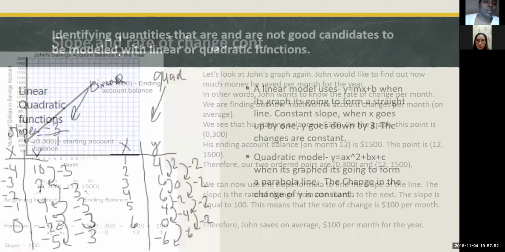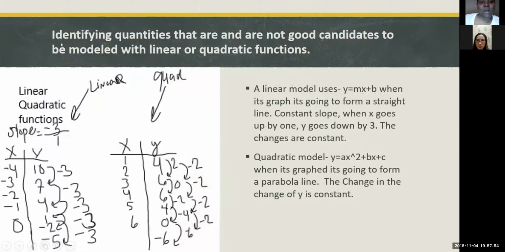All right. So next, I'll be identifying quantities that are and are not good candidates to be modeled with linear and quadratic functions. So for a linear model, the function would be y equals mx plus b, and its graph is going to form a straight line. Whenever you see a linear equation or model on a graph, it's going to be a straight line.